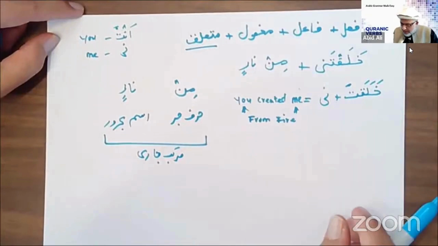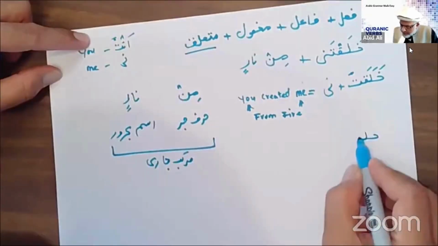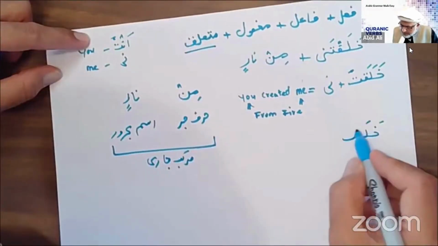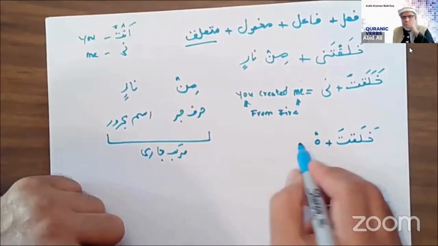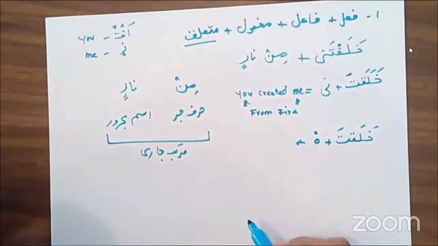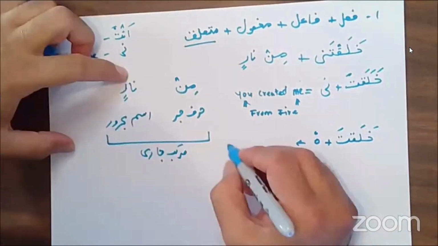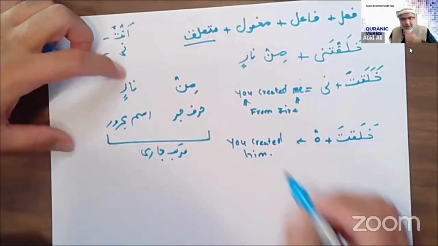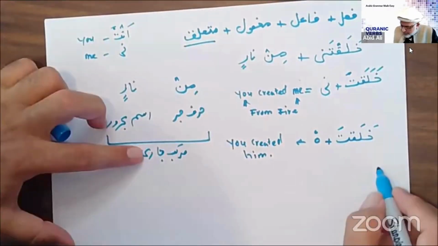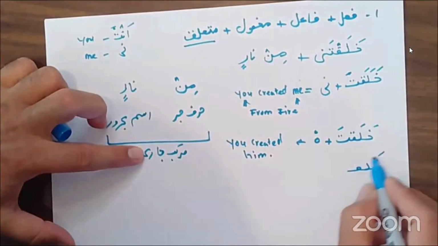Okay, now khalaqta plus hu. What does that mean? You created him. So how would you see it in the Quran? Khalaqtahu.